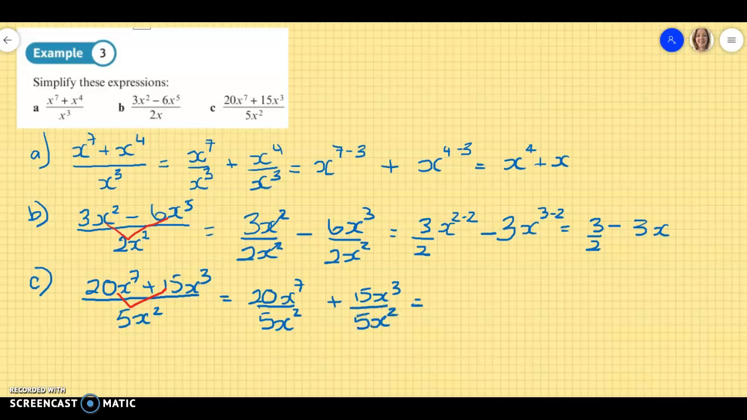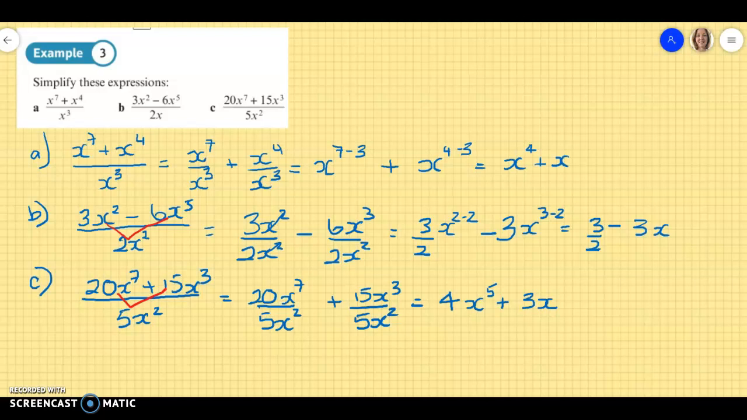So 20, looking at just the numbers, 20 over 5 is 4. X to the 7 divided by x squared. Same base number, we can do it. So it's 7 minus 2, which is x to the 5. Plus 15 divided by 5 is 3. X cubed. So x to the 3 minus 2 is x to the 1. And that's that all done.